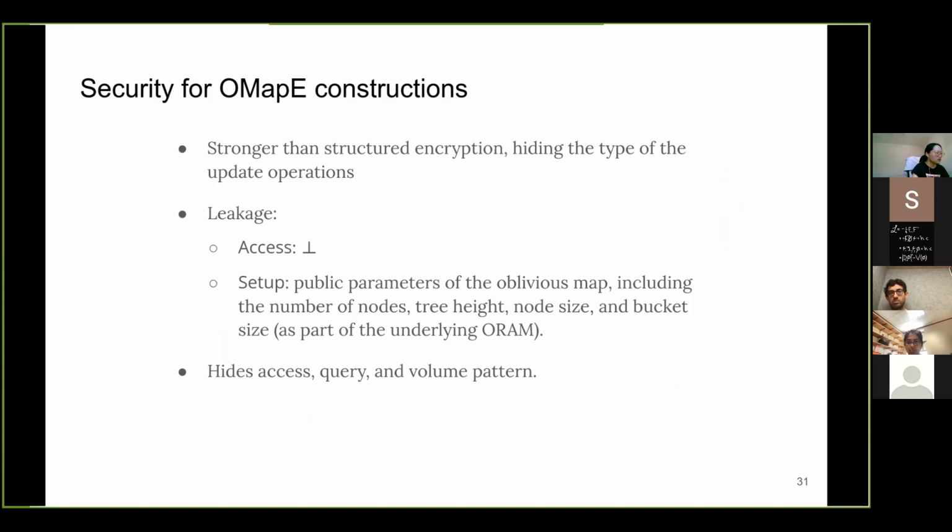So regarding the security of OMAP E constructions, you can see that it's stronger than structured encryption as it hides the type of the update operations. And then the leakage for the access is empty, and for the setup it contains public parameters of the oblivious map, including the number of nodes, tree height, node size, and bucket size, which is part of the underlying ORAM. And it hides access pattern and volume patterns.